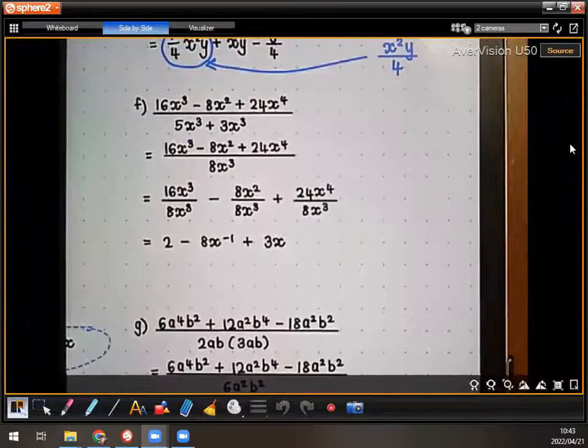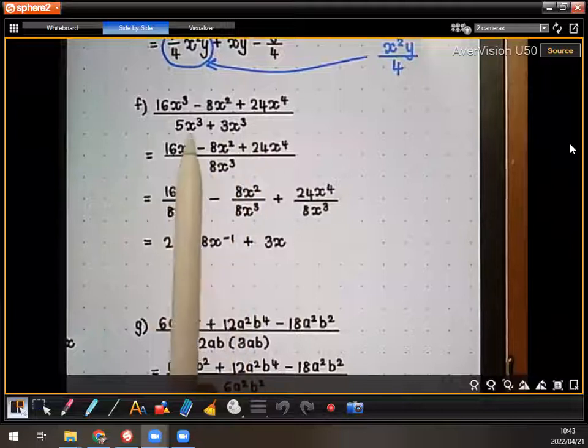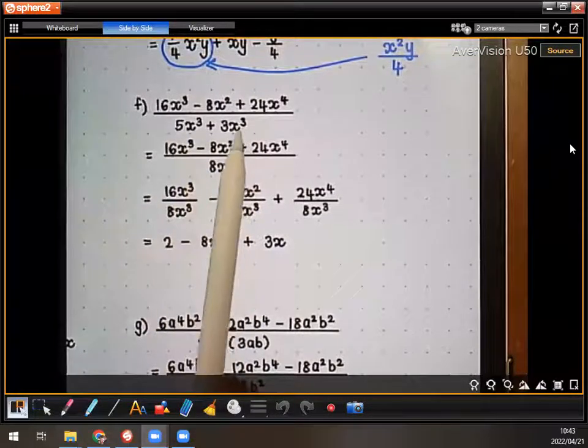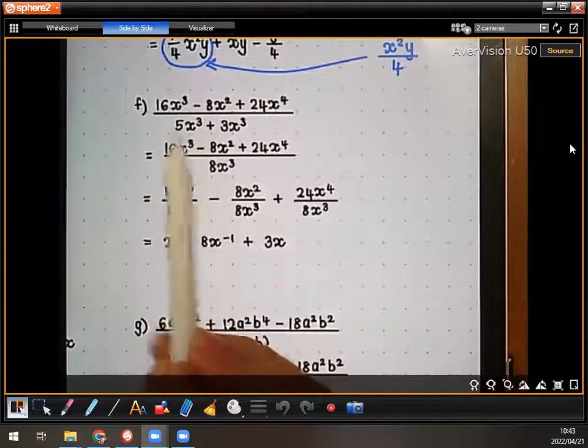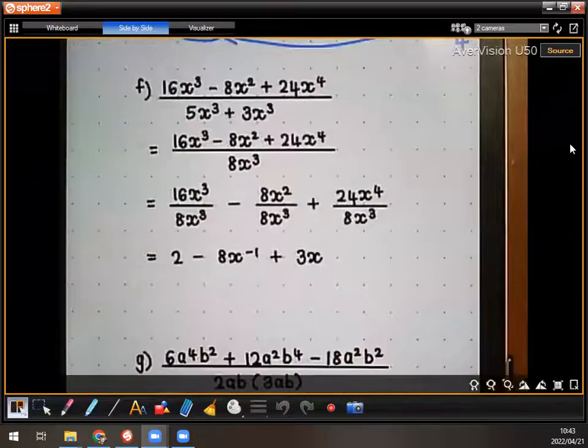Now, the thing with F, and I did speak through it the other day in class, it looks like you have 2 terms in the denominator, right? You do in the beginning. You have a 5x cubed plus a 3x cubed. And guys, you can't just split the fraction up if you have 2 terms at the bottom. You are only allowed to have 1 term. So here, luckily, these two are like terms, 5x cubed and 3x cubed. So you can turn that into 1 term.